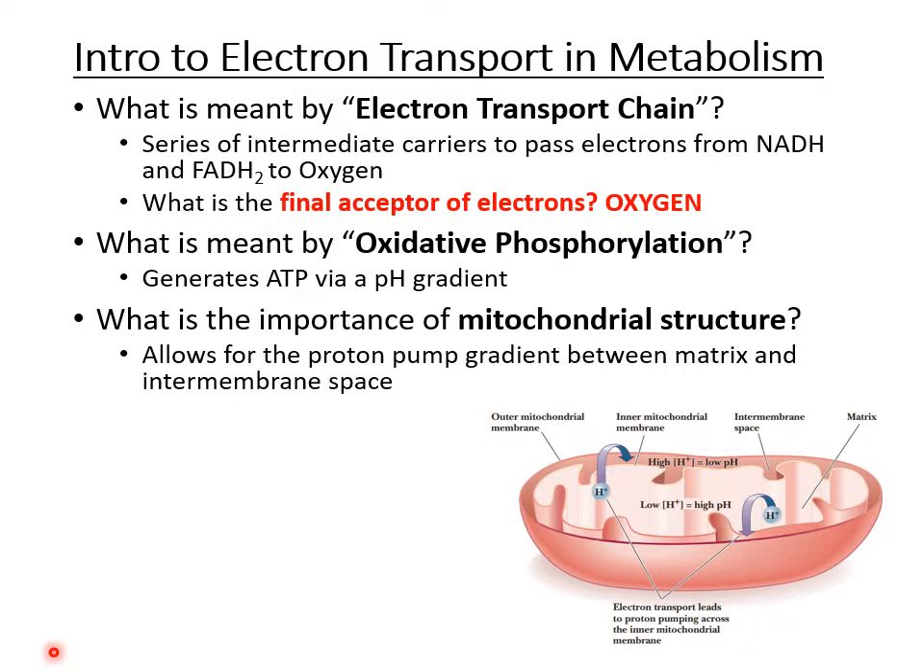And so oxidative phosphorylation will generate ATP by a pH gradient, basically the pumping of protons, which are hydrogen ions, across the inner mitochondrial membrane. So you can see that in this figure here. Across the inner mitochondrial membrane, you have the pumping of hydrogen ions.